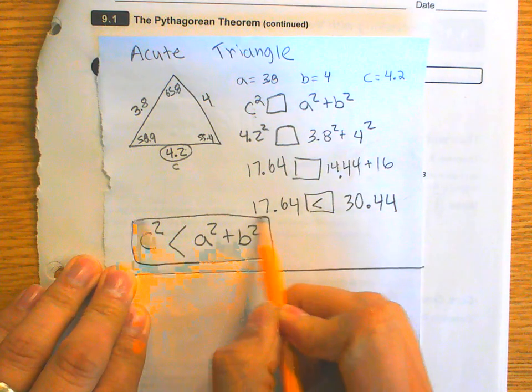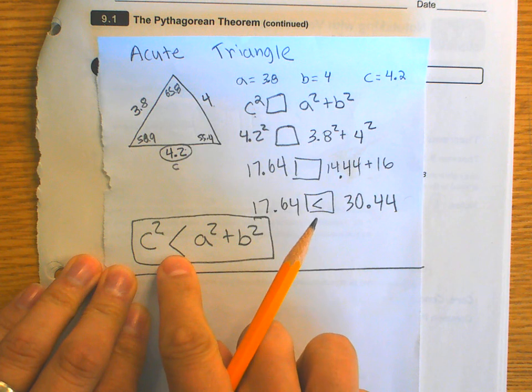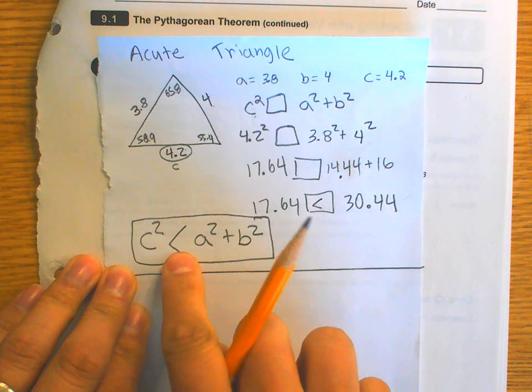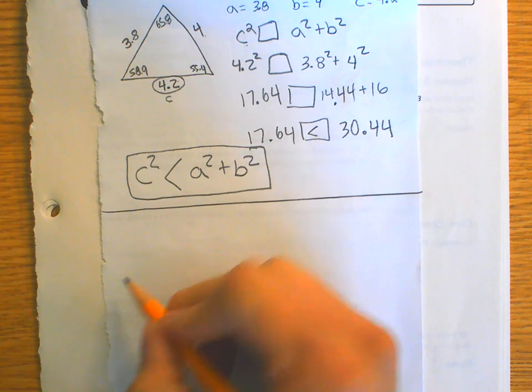So we can use this to classify if a triangle is a right triangle or not. If it's equal, then it's a right triangle. If it's not equal, it will be acute or obtuse. If it's less than, then it's going to be acute. Now let's do an example of an obtuse one so you can see the differences between those two.